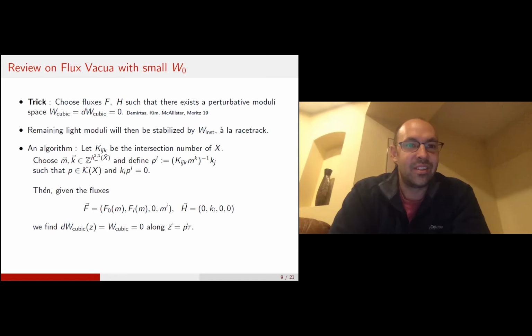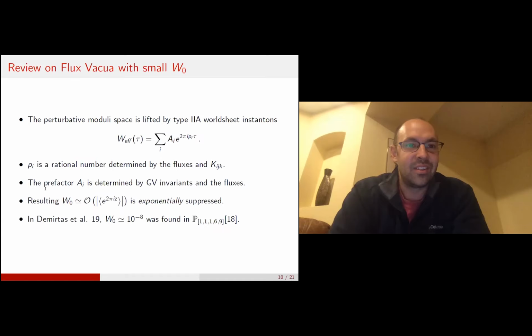As you can see, the axio-dilaton has no mass at this level, but that's fine because the axio-dilaton will be stabilized by the type IIA worldsheet instanton corrections to the flux superpotential. As you can see, the effective flux superpotential has a racetrack-like structure. And the nice thing about this superpotential is that you can determine A and p explicitly if you know the Gopakumar-Vafa invariants, the flux vectors, and K_ijk.